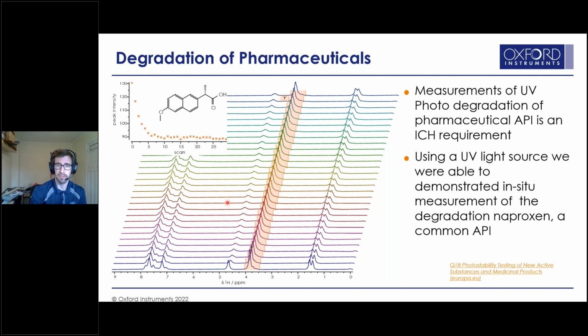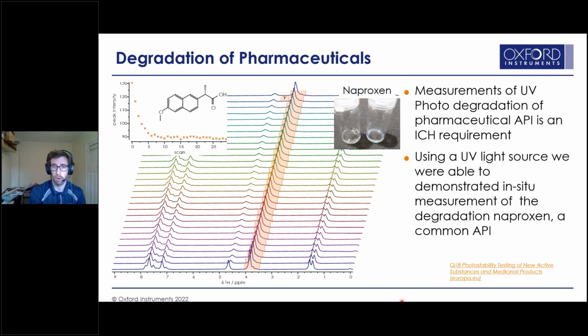You can see here for naproxen, we illuminate the sample, and we can see quite quickly a decay in this signal. Within 10 scans here, we're seeing a significant decrease in that signal. So we're seeing significant degradation of, in this case, naproxen, a common API. And you can see once we actually extracted those samples from the instrument that we have quite a different final product to where we started.